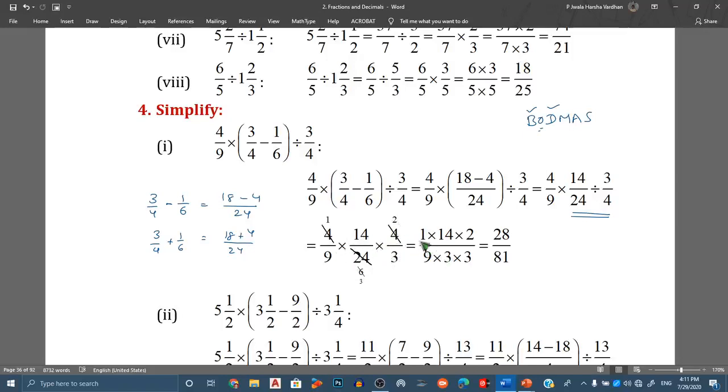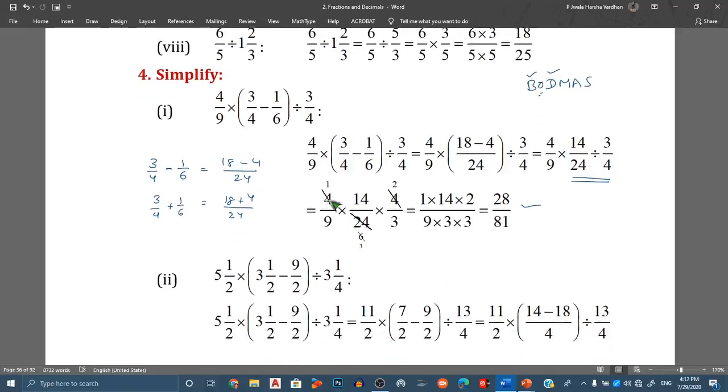There is no common factor, so I am multiplying these, which is 1 into 14 into 2 by 9 into 3 into 3, which is 28 by 81. Like this we can do the simplification. This is very important: while doing the cancellations, you cannot cancel numerator terms with numerator and denominator terms with denominator. You should cancel a numerator with any denominator, or a denominator with any numerator. You have to remember that.